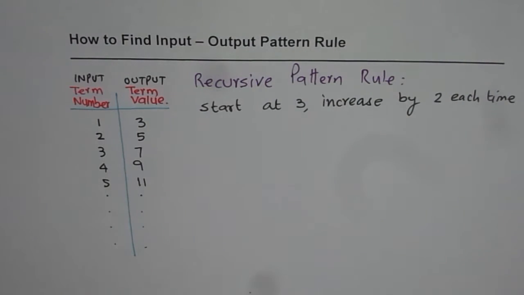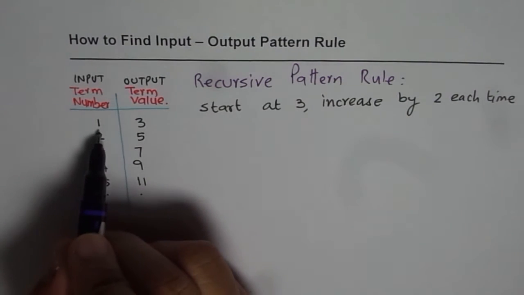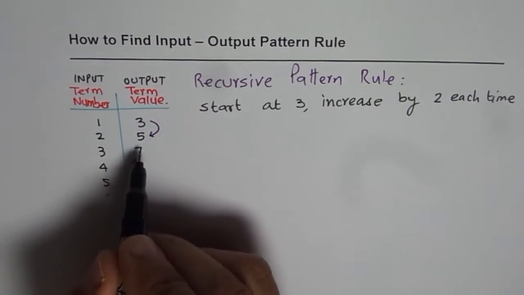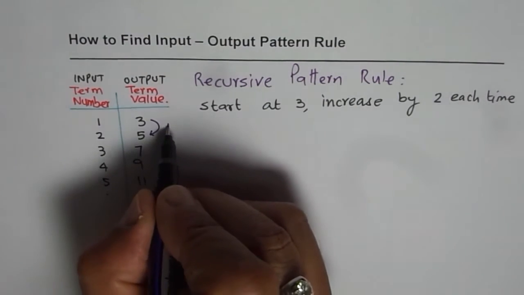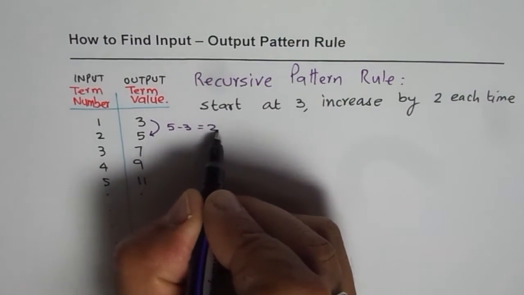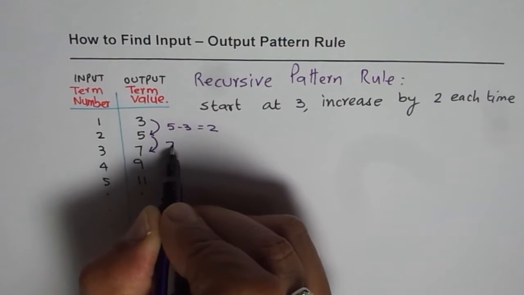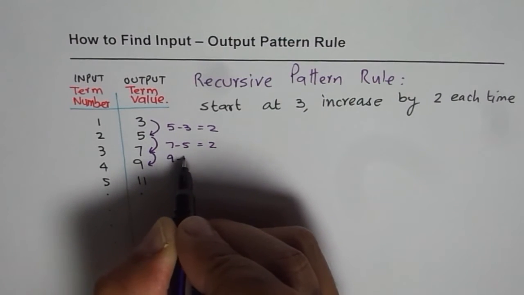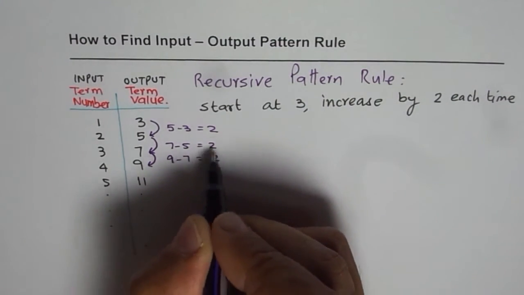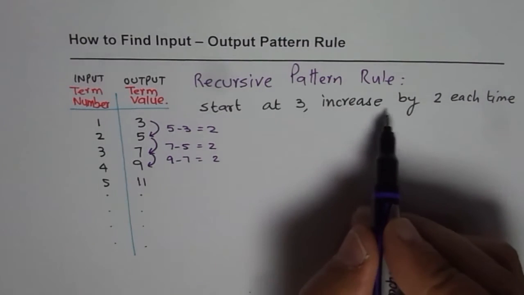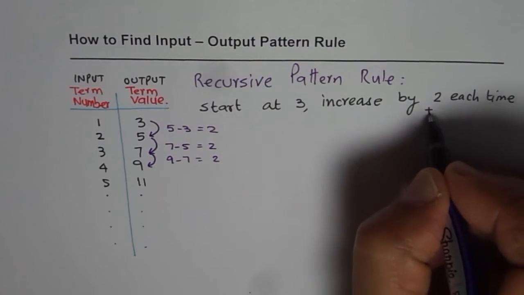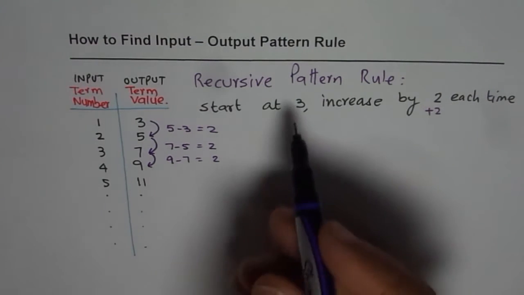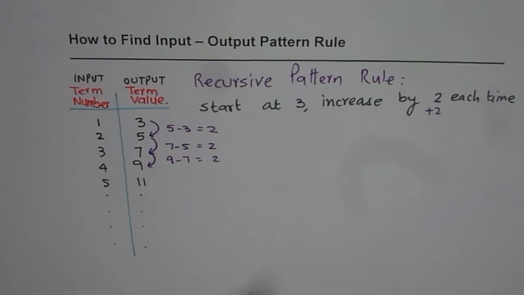So how do we get this pattern rule? You can see we are starting at 3. Then if I go from 3 to 5, then 5 minus 3 is 2, right? 5 minus 3 equals 2. And then from 5 to 7, we know 7 minus 5 is also 2. And similarly, 9 minus 7 is 2. So we are adding 2 each time, right? So when we say increase by 2, it is as good as saying plus 2 each time. So either way, right? Now that's a good and easy way of writing the pattern rule.